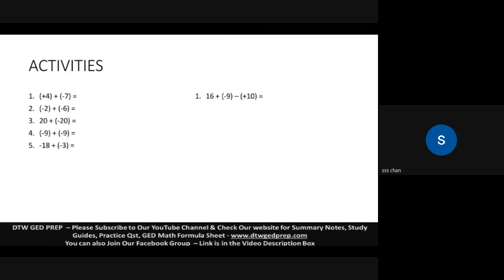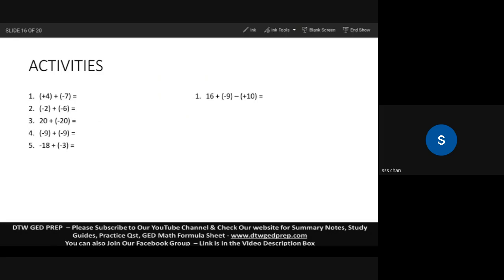Now, what if we need to simplify more than just two expressions like this? How do we simplify it? The best way is to go 2 by 2 so that it makes your work easier. So for this, we have 16 plus minus 9, and then minus plus 10.